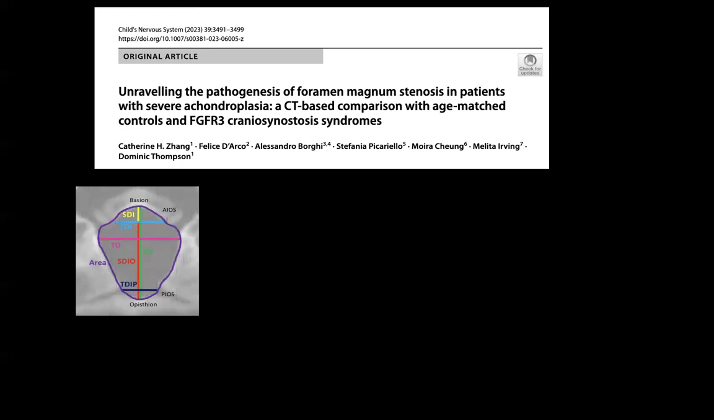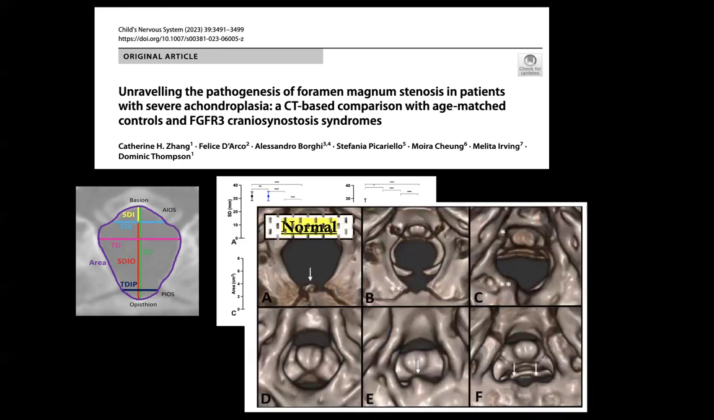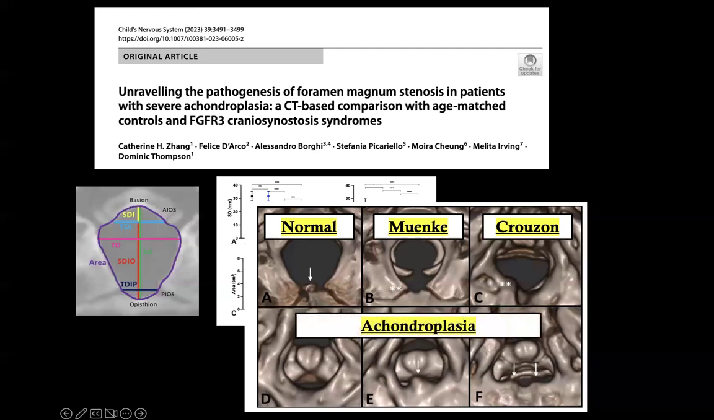So we studied the changes in the foramen magnum in these children, and when compared to Muenke and Crouzon, for instance, achondroplasia has a more narrowed foramen magnum and a different shape. This is a normal one, with this ossification, called the Kerckring ossicle. This is Muenke and this is Crouzon. The foramen magnum is not much impacted, but achondroplasia can have a more or less normal shape of the foramen magnum, but can have hypertrophic nuclei of ossification in the posterior aspect of the foramen magnum.